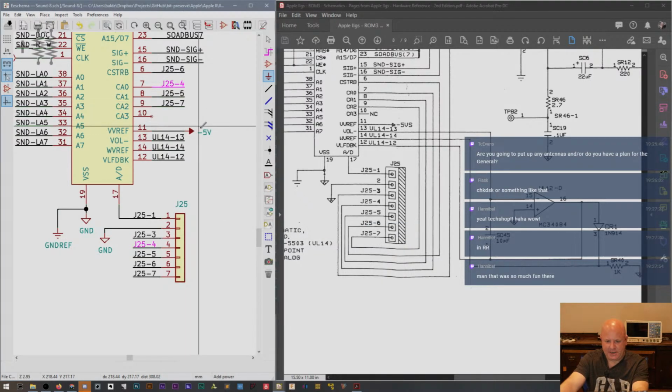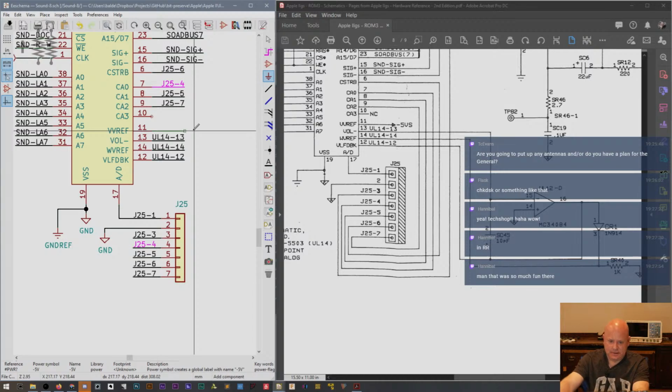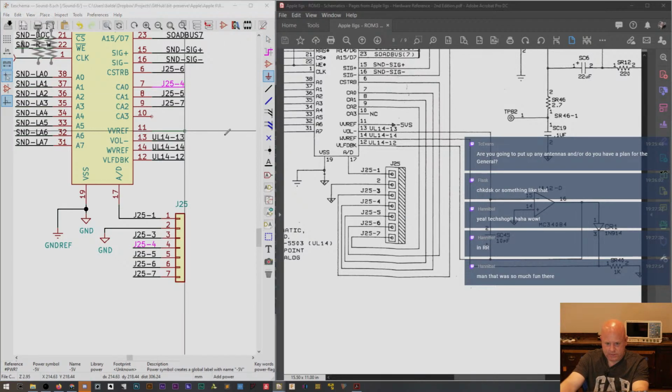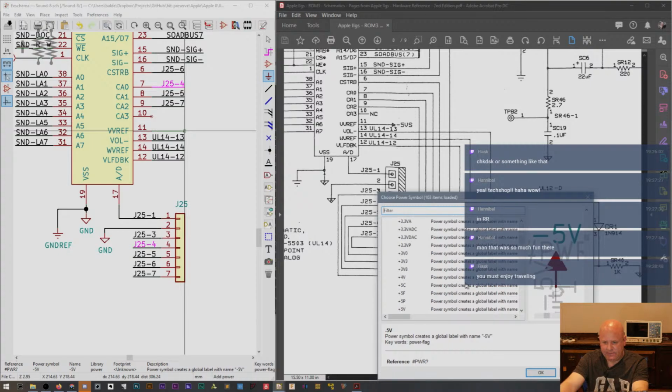Why can't I change that? So can we get one that doesn't have a name then?